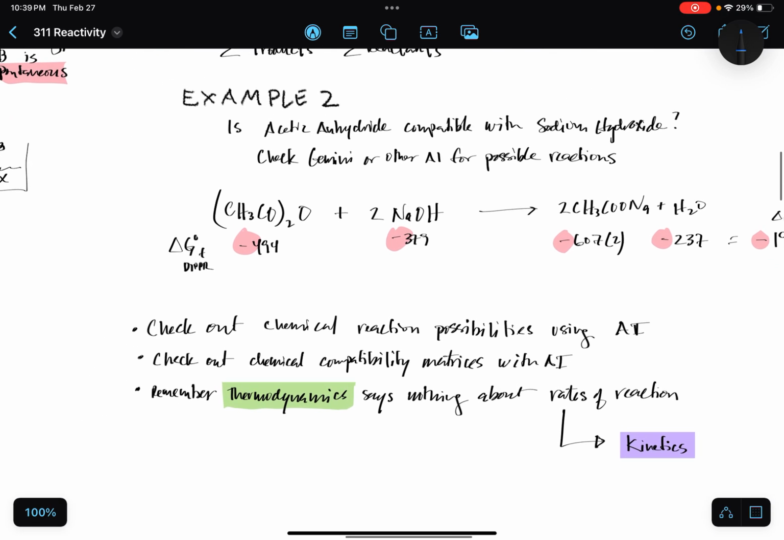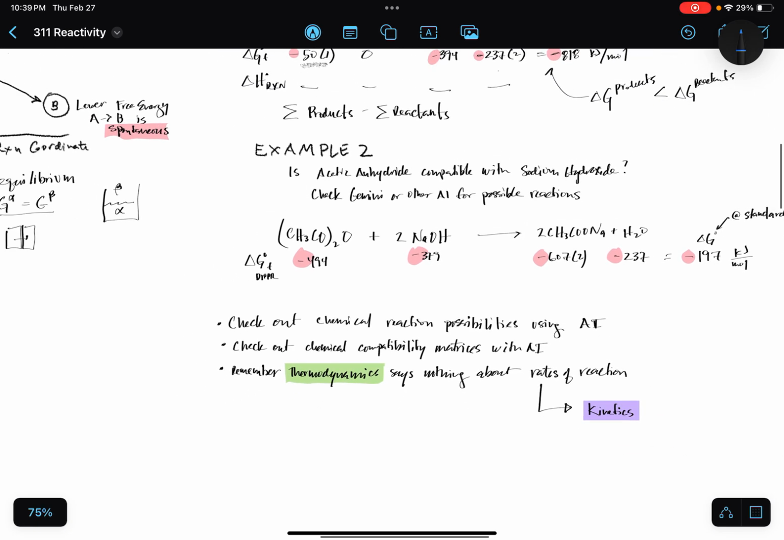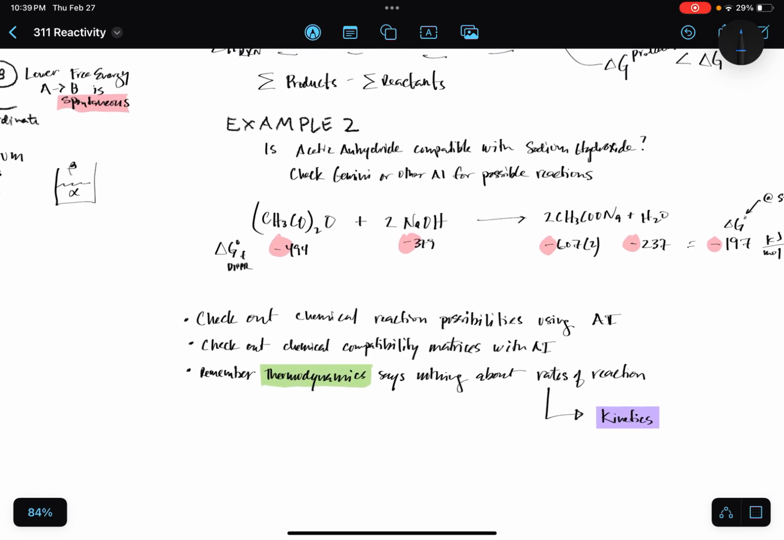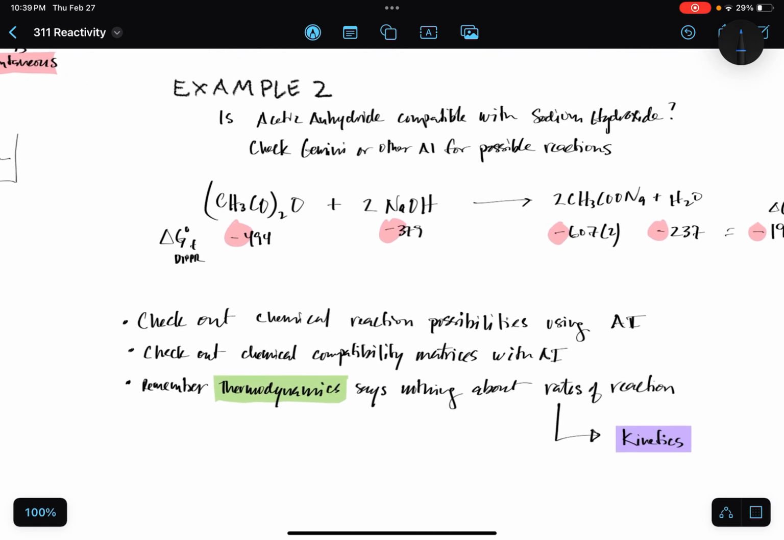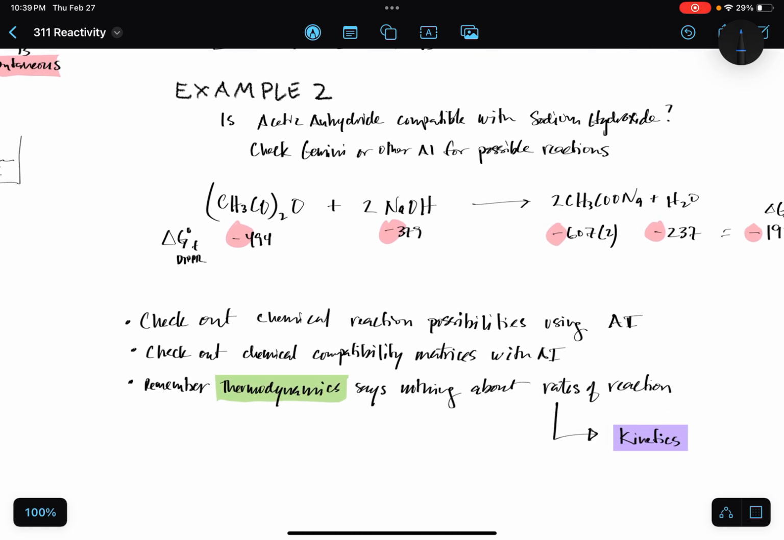So I failed to mention earlier that you can also use AI tools, and I invite you to do that, to look up ChatGPT or Gemini or other AI tool, generate a chemical compatibility matrix. And now they're large language models, so sometimes the accuracy isn't very good, but it can help you get started, and then you'd want to verify the information there.